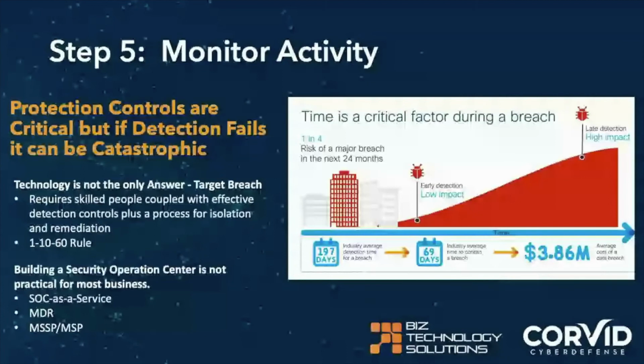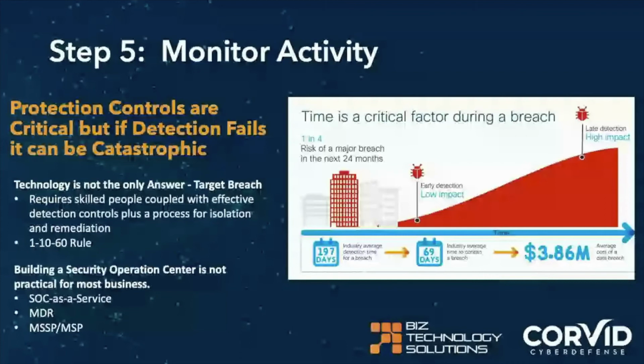And finally, I always say protection controls are critical. The first thing you should ever want to do in security is to prevent an attack. But if detection fails, it can be catastrophic. As you can see in this example, as I always say, technology is not the only answer. What really needs to occur for any organization is to have skilled people coupled with technology, so when something is detected, it's detected as quickly as possible.